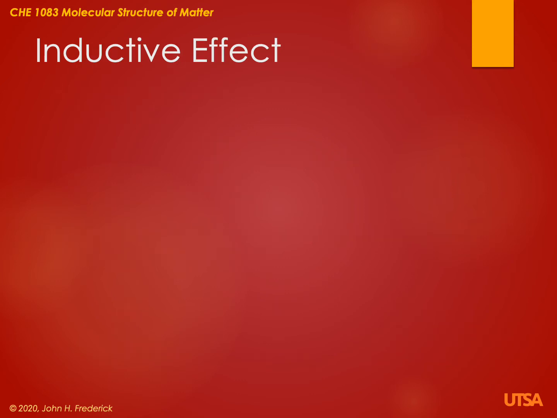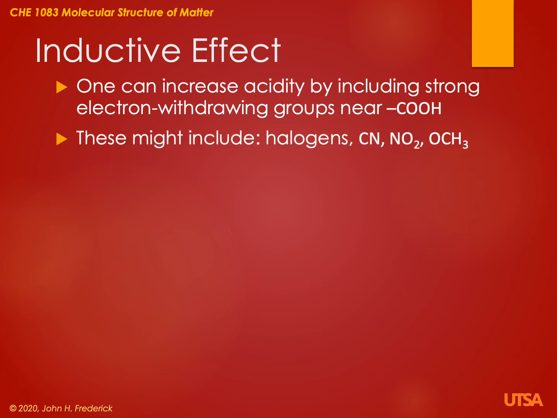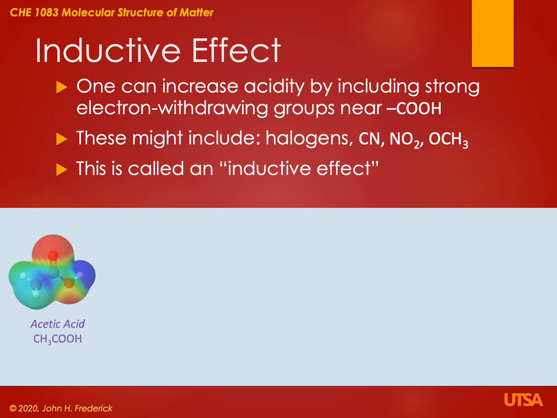An inductive effect is one that increases acidity by having strong electron withdrawing groups near the carboxylic acid group. A lot of times this includes halogens, but it can also include things like the cyanide group, nitro group, or methoxy group. This particular thing is called an inductive effect, and let's take a look at how that might affect things.